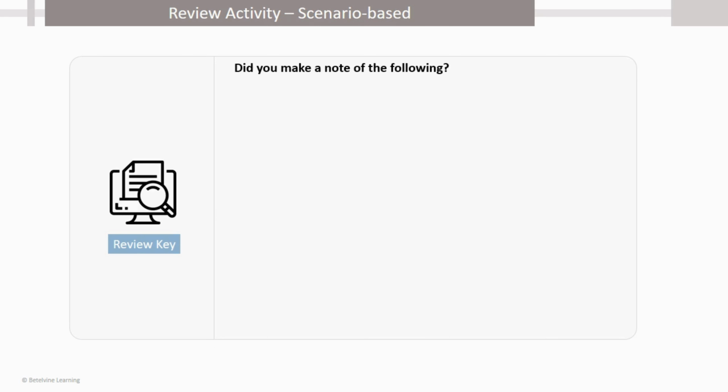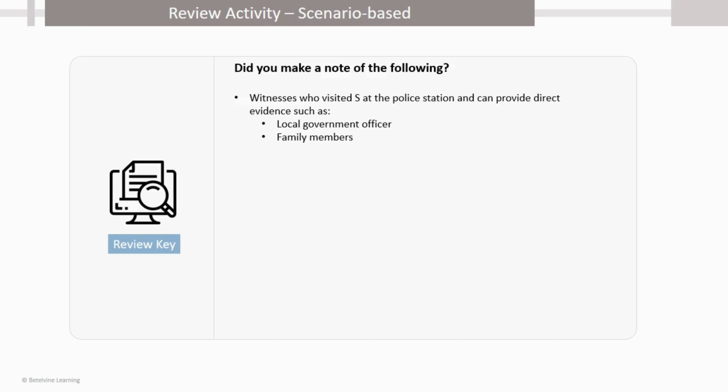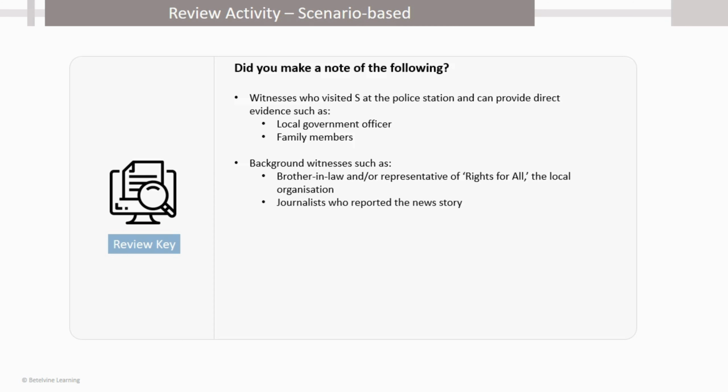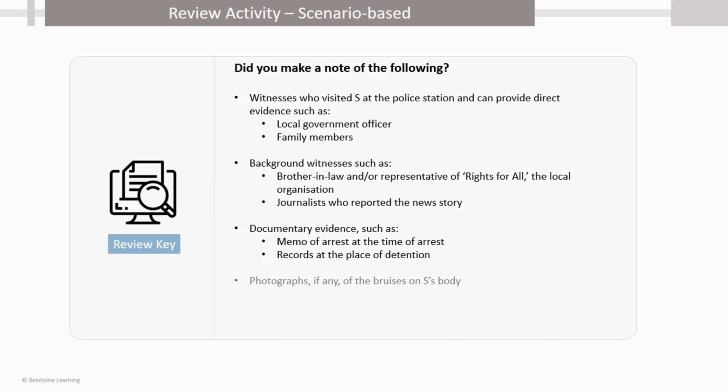So, did you make note of the following sources of information? Witnesses, such as the local government officer and family members who visited S at the police station and can provide direct evidence in this case. Background witnesses, such as the brother-in-law and representative of the organization Rights for All, and the journalist who reported the news story. Documentary evidence, such as the memo of the arrest or records at the place of detention. Photographs, if any, of the bruises on S's body. Medical records, if S was given any medical attention.